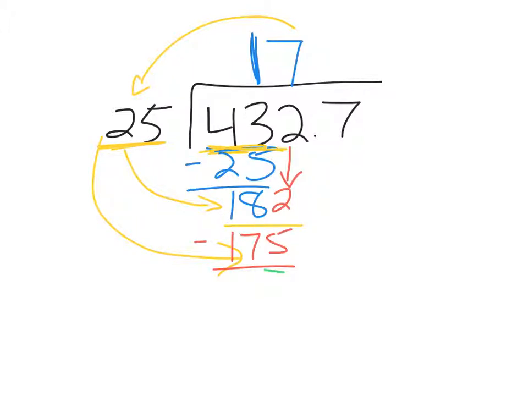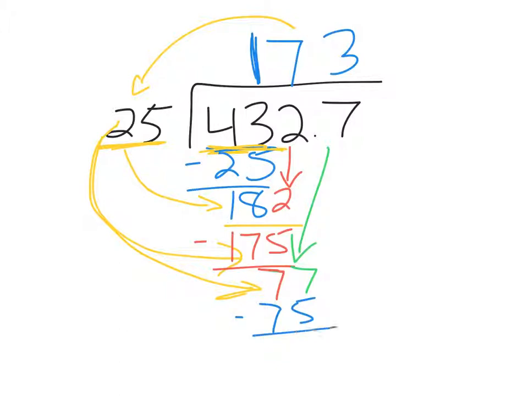Let me use the same color. It's 7. So that's my remainder. My next step is to bring down my next value, making this now 77. So now I ask myself the same question. How many times will 25 go into 77? 25 will go into 77 3 times because 3 times 25 is 75. So when I write that underneath and subtract, that gives me a remainder of 2.